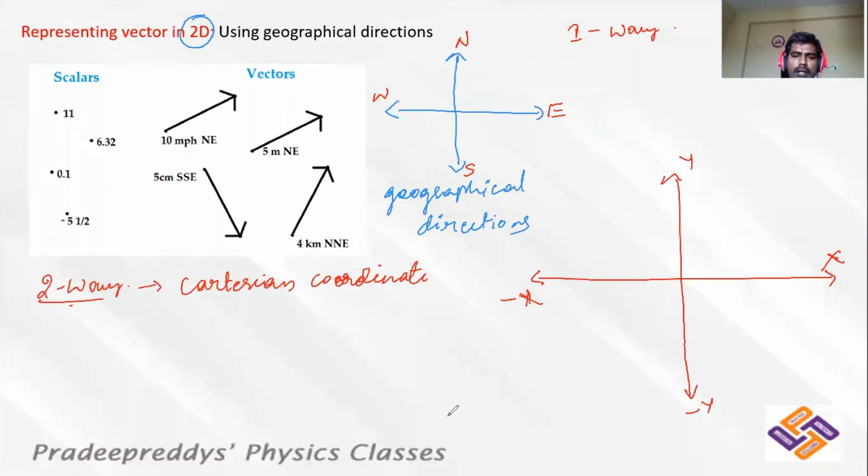But we have one disadvantage if you are using geographical directions. What are those disadvantages? First, let me consider one vector. This is a bar. And let me consider another vector. This is b bar. Let me consider one more vector, c bar. Let me consider one more vector, which is d bar. We have four different vectors which are being given. This is a bar, b bar, c bar, and d bar.